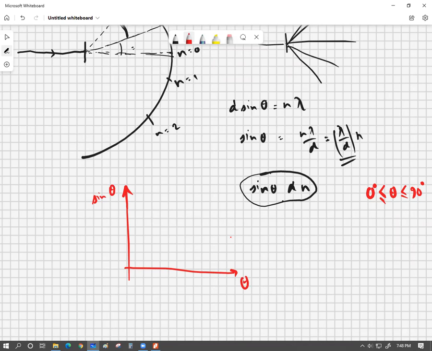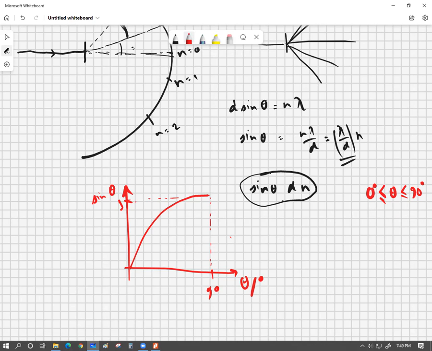So if I draw the graph of sine theta versus theta up to a range of 90 degrees, we get a graph that looks like this. Let's say this is the point up to 90 degrees, and this is 1. Take a good look at this shape. Because sine theta and n are directly proportional, I can logically replace the value of sine theta within this equation.